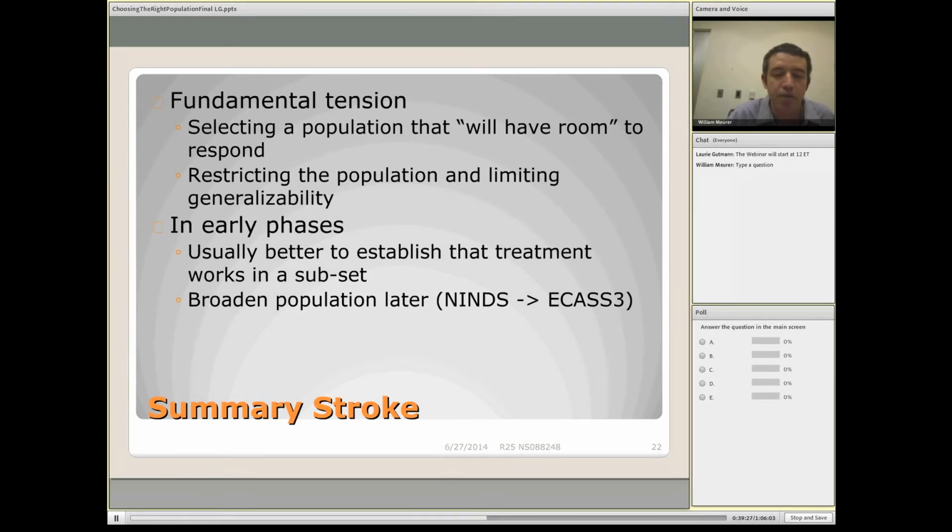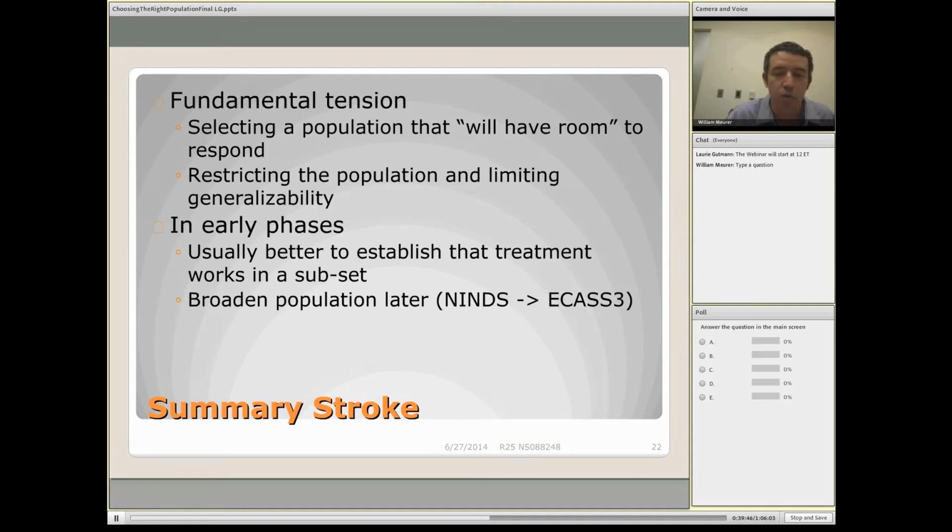If you think about the NINDS TPA trial, the ECASS-3 trial that followed that, found that TPA worked in 0 to 3 hours. The ECASS-3 trial allowed further augmentation of that population by finding a continued treatment effect in patients from 3 to 4.5 hours.